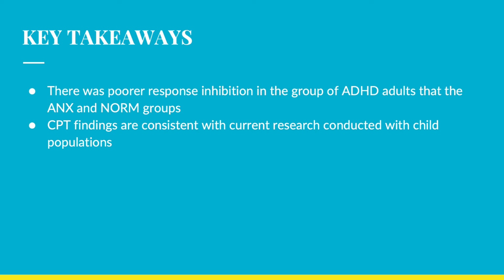Overall, there was poorer response inhibition in the adults with ADHD group than in anxiety disordered and normal control participants. This was expected as it was hypothesized that this would be the result of the study. However, the deficiency in response inhibition was only present on the CPT. Still, these results are supported by findings in other research conducted with adult ADHD populations, in which adults with ADHD had more commission errors. Furthermore, findings on the continuous performance task are corroborated by similar research done with child ADHD populations.